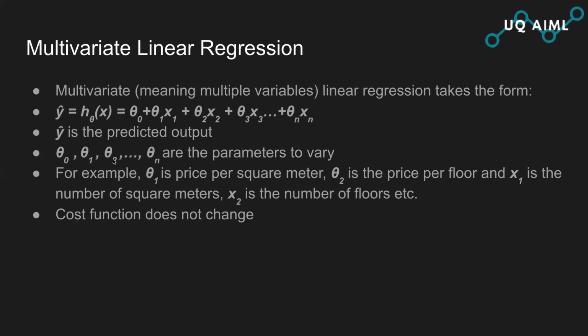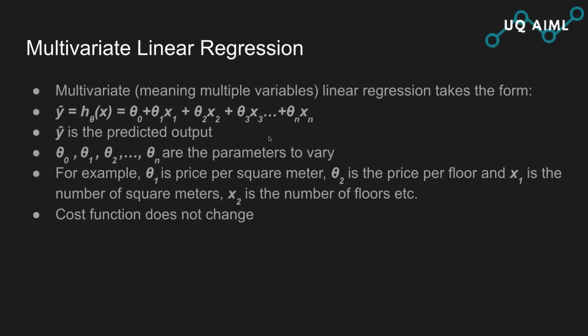For an example, you're predicting the price of a house. Theta 1 could be the price per square meter, theta 2 could be the price per floor. x1 is the number of square meters of your house, x2 could be the number of floors, x3 could be the number of bathrooms, x6 could be how many garages you have. All these factors influence the price of the house. It's not just one thing that influences the price, so that's where multiple linear regression comes in handy.